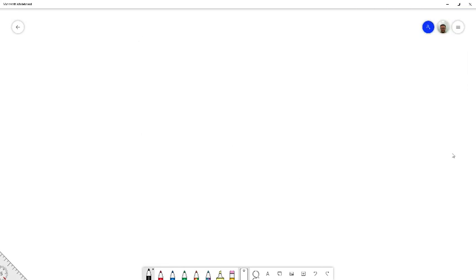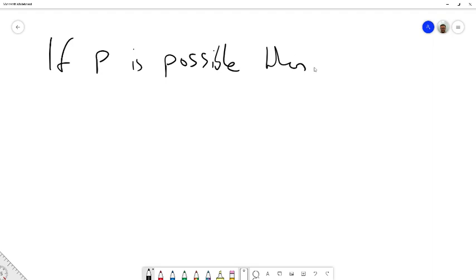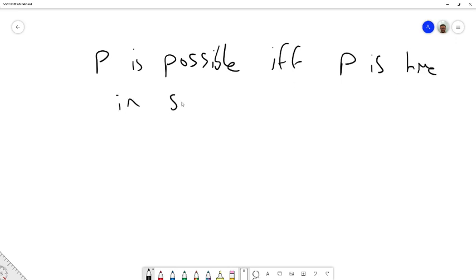Really, it's just, well, let's introduce the next bit. So we're going to understand this. If P is possible, then what we're going to understand this to mean is P, in fact we're going to have it stronger than that. P is possible if and only if P is true in some possible world. So we're going to think about it in terms of possible worlds.